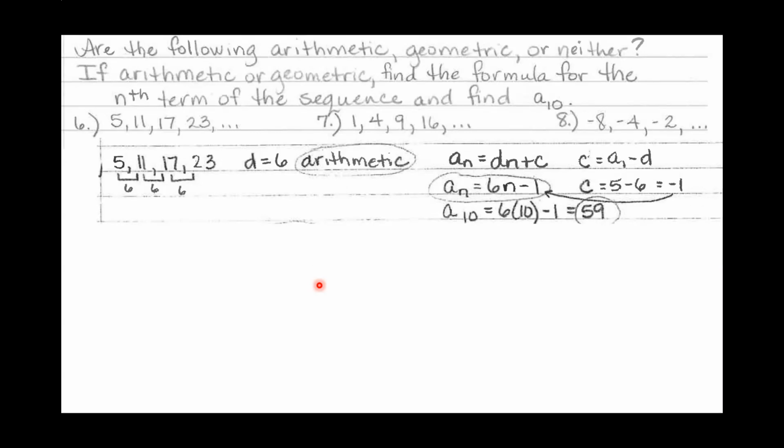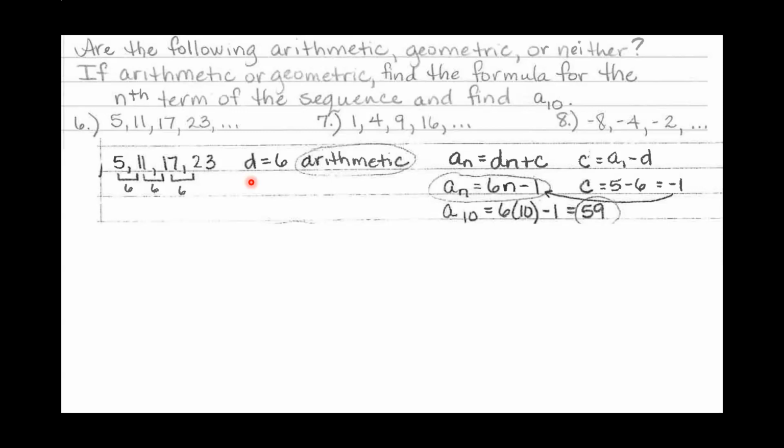All right, number 6 says, are the following arithmetic, geometric, or neither? And if it's arithmetic or geometric, find the formula for the nth term of the sequence, and then find the 10th term. All right, so let's start with this first one. The way that we know if it's arithmetic is if it has a constant difference. 11 minus 5 is 6. 17 minus 11 is 6. 23 minus 17 is 6. So you can see that constant difference of 6. So D is 6, and this is arithmetic.